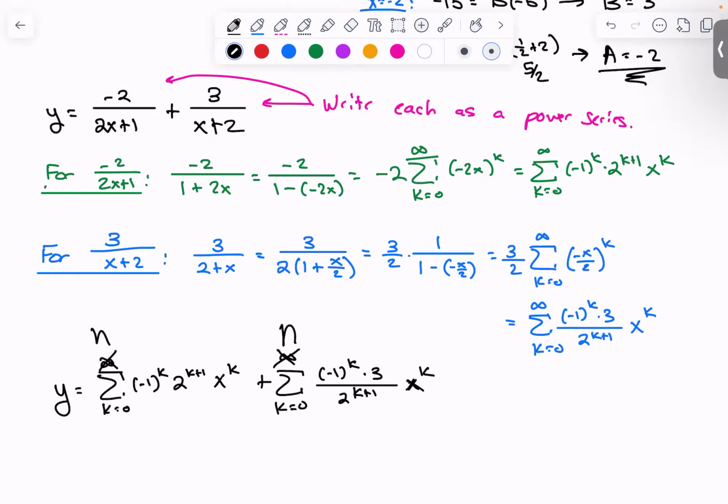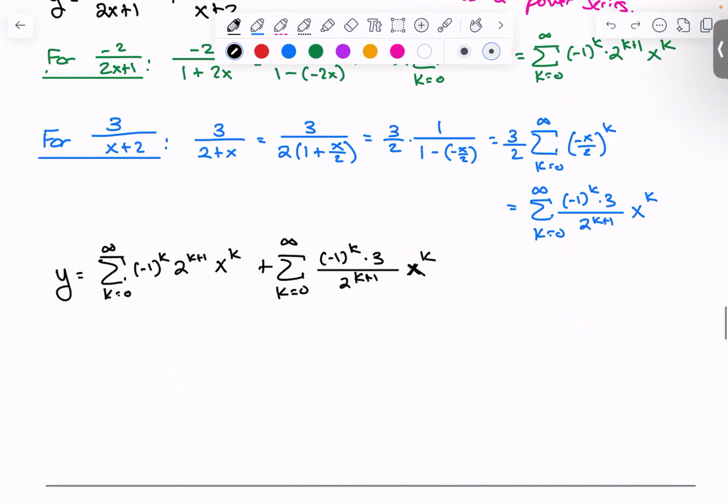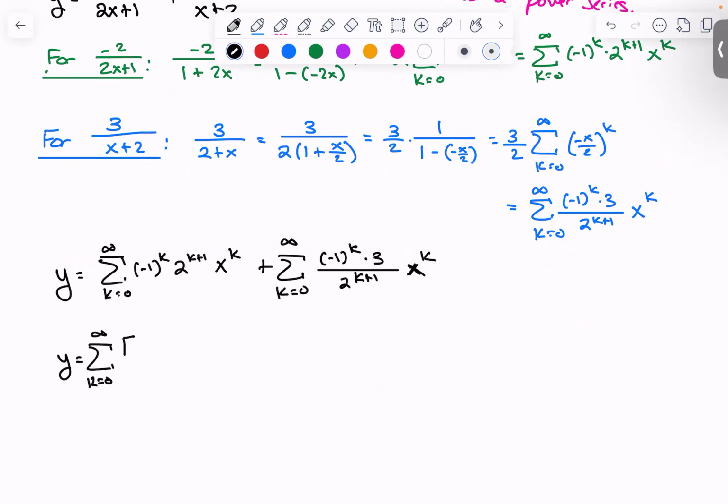And the answer is yes, as long as you are within the interval of convergence. So, provided that we are within the interval of convergence, or more specifically within the radius of convergence, we can combine them. So y can be written as the sum from k equals 0 to infinity of the bracket negative 1 to the k times 2 to the k plus 1, plus negative 1 to the k times 3 over 2 to the k plus 1, times x to the k.